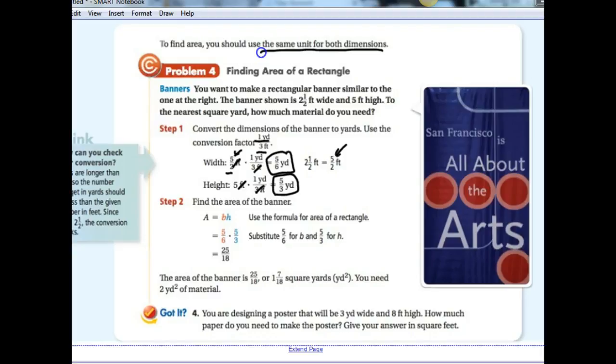So if we're going to find the area, remember area of a rectangle is simply base times height. So both of these, again, are in terms of yards. So we've got 5/6, which we found in the first one, times 5/3, which we found in the second one. And so when we multiply that together, that ends up being 25 over 18.